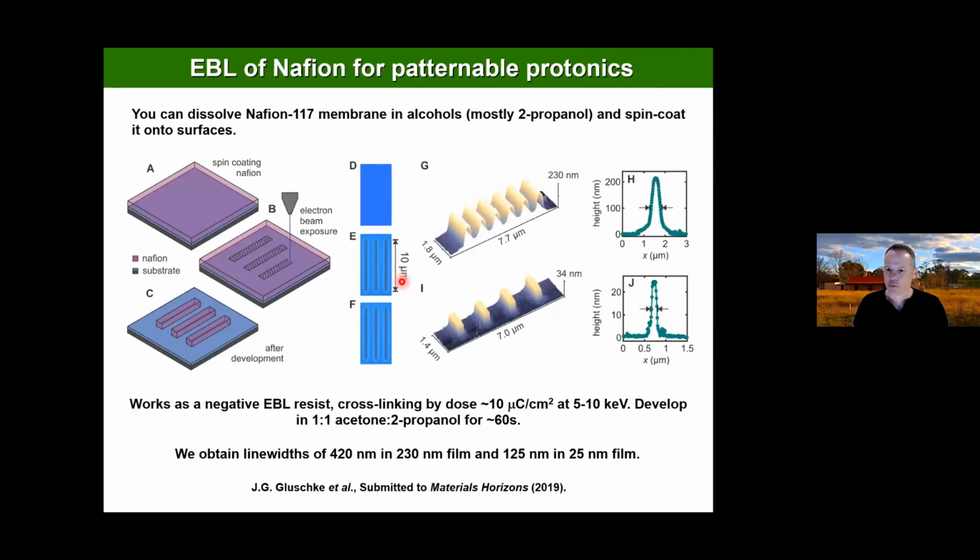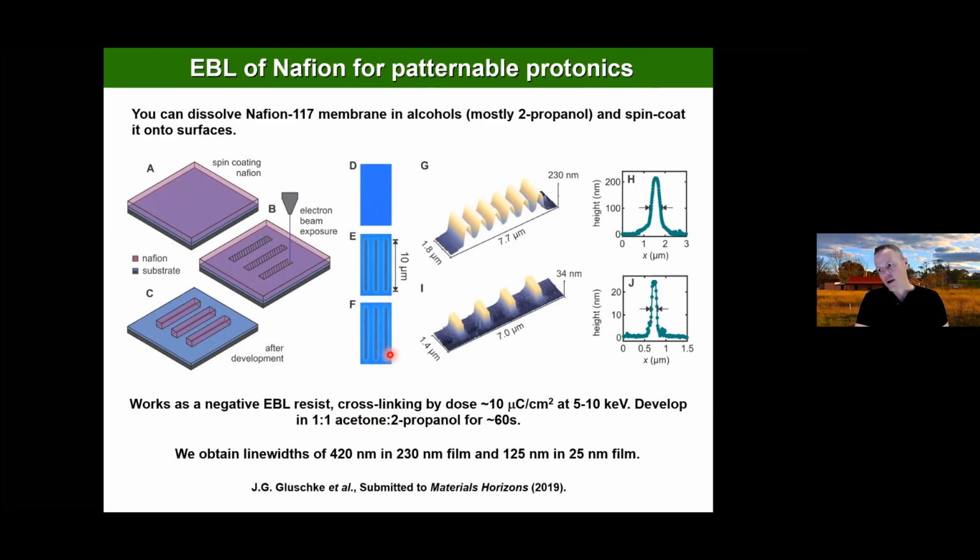So what we set out to do pretty quickly with this was try and do electron beam lithography with Nafion in the same way that we did it with polyethylene oxide. And it turns out that works quite well and pretty much straight away. So you can basically take Nafion, dissolve it in alcohol, spin it as though it's a normal resist, write patterns into it with an electron beam, and then dissolve away the unpatterned Nafion. In this case, we use a mix of 1-to-1 acetone to propanol as our developer agent. With polyethylene oxide, that's usually water that we use as the developer.